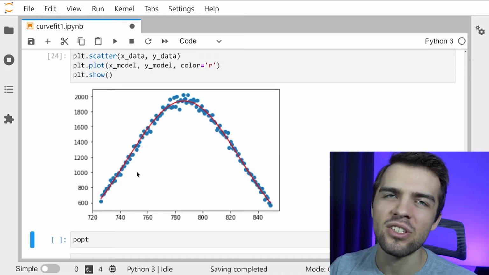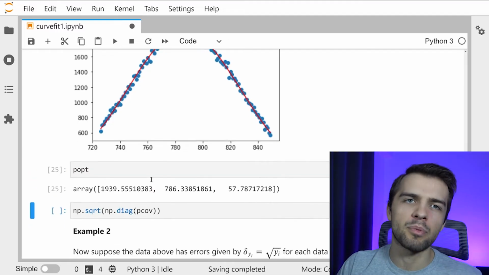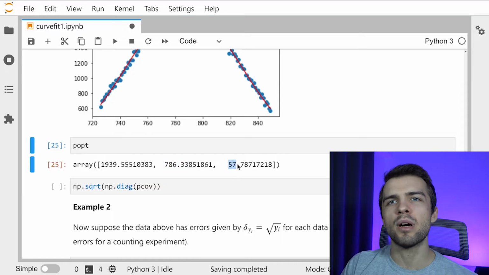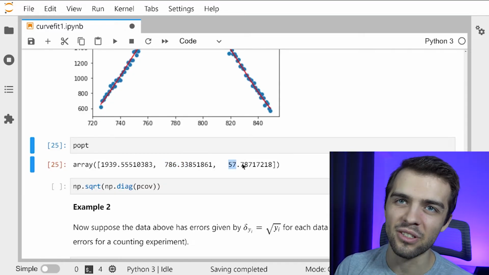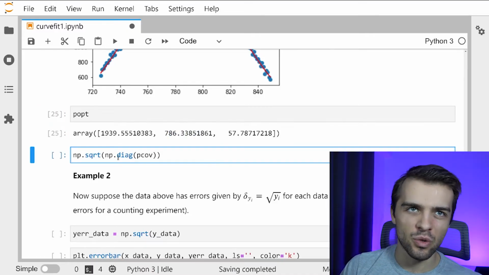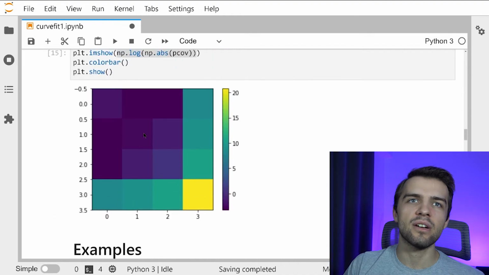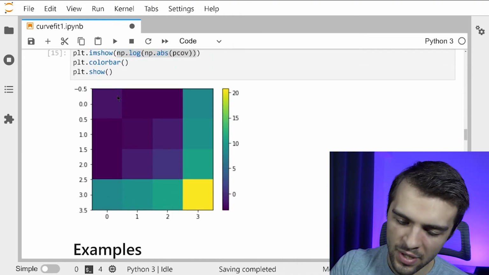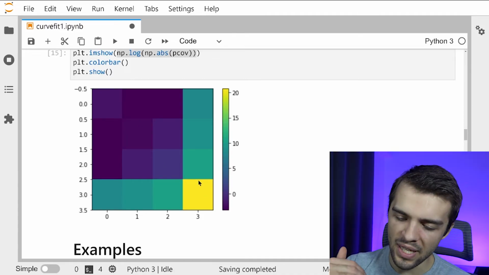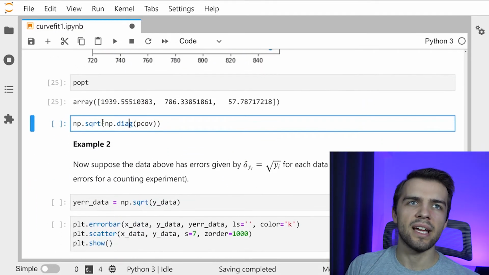And again, the point isn't necessarily to look at this curve or do anything with this curve, but rather to look at the optimal parameters here. So mu, which is the energy, is 786, and sigma, which corresponds to the resolution of the detector, is about 58. And I can look at the error on these parameters by looking at the square root of the diagonal. I told you that the diagonal of this thing here represents the error on the parameters. If you take the square root of each of these elements, it gives you an estimate of the error on that parameter.